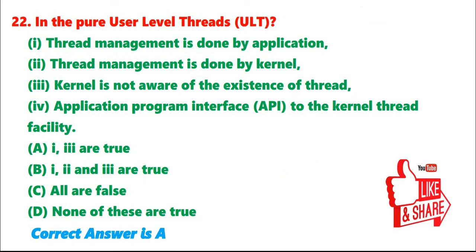22. In the pure user level threads, ULT: 1. Thread management is done by application. 2. Thread management is done by kernel. 3. Kernel is not aware of the existence of thread. 4. Application Program Interface, API, to the kernel thread facility. A. 1 and 3 are true. B. 1, 2 and 3 are true. C. All are false. D. None of these are true. Correct answer is A.